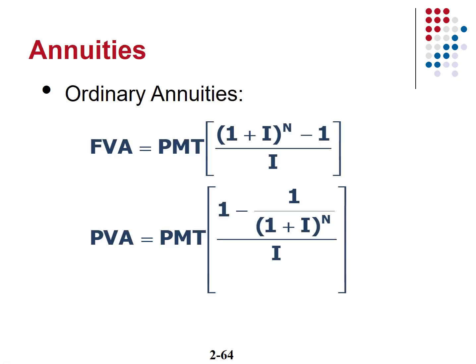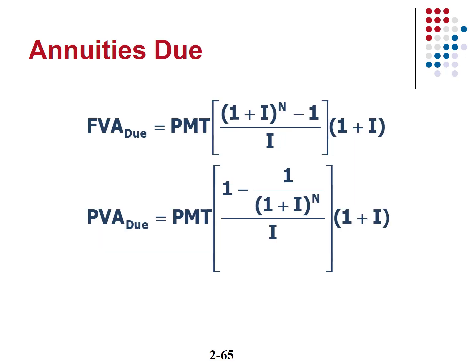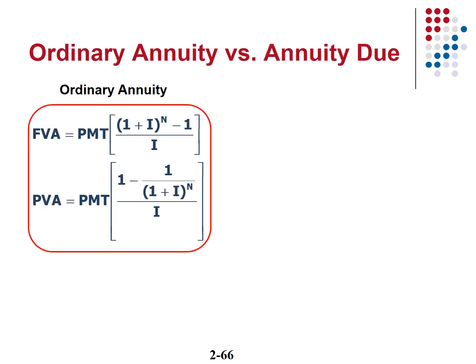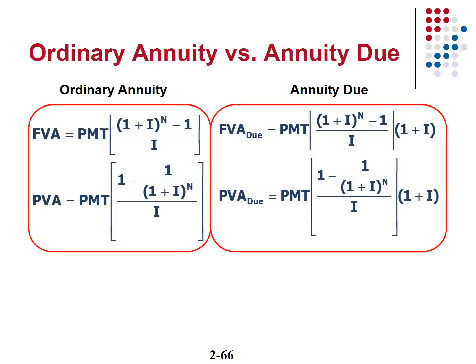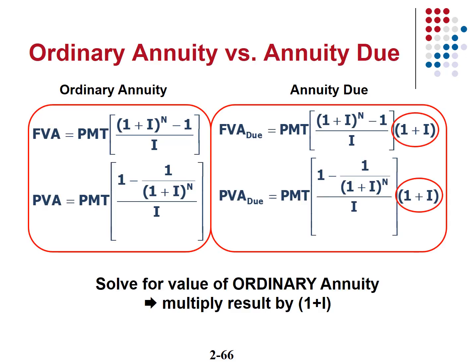The formulas for the future value and present value of an ordinary annuity are shown on the slide. Again, I have no expectations that you'll actually use these, but I'm showing them for a reason. Future value and present value formulas for annuities due. Ordinary annuity, annuity due. Notice the difference. You can solve for an ordinary annuity and simply multiply the result by 1 plus the interest rate. This provides us with a really easy solution technique.